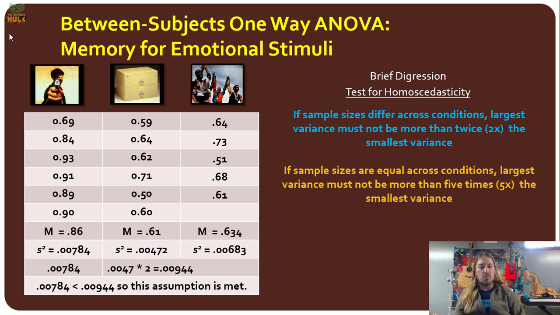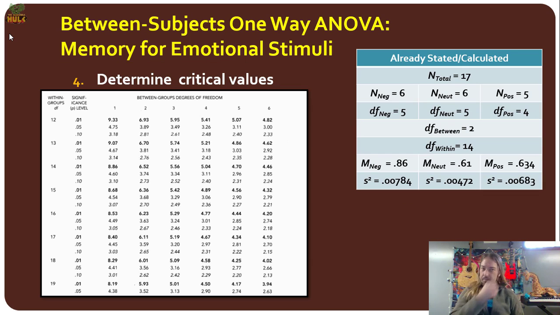0.0047 becomes 0.00944. Our largest variance is not larger than that, right? The 784 is smaller than the 944, and so this assumption has been met. We can continue on with our hypothesis test.